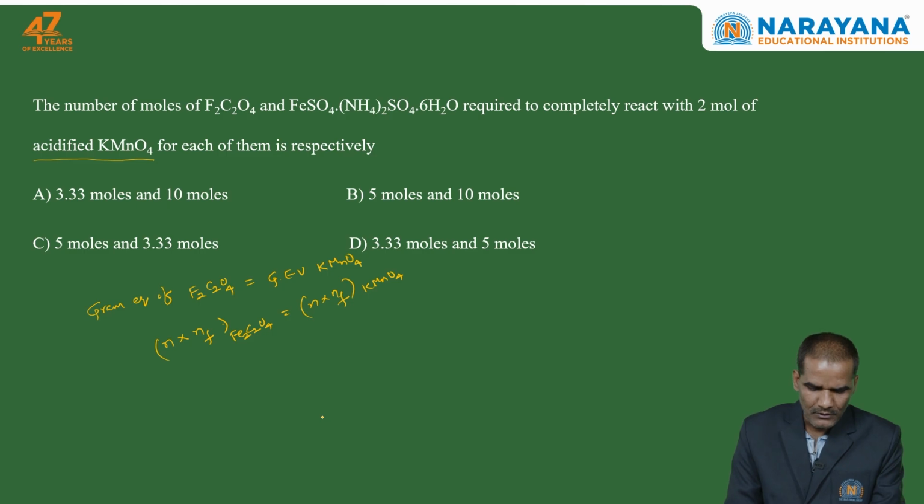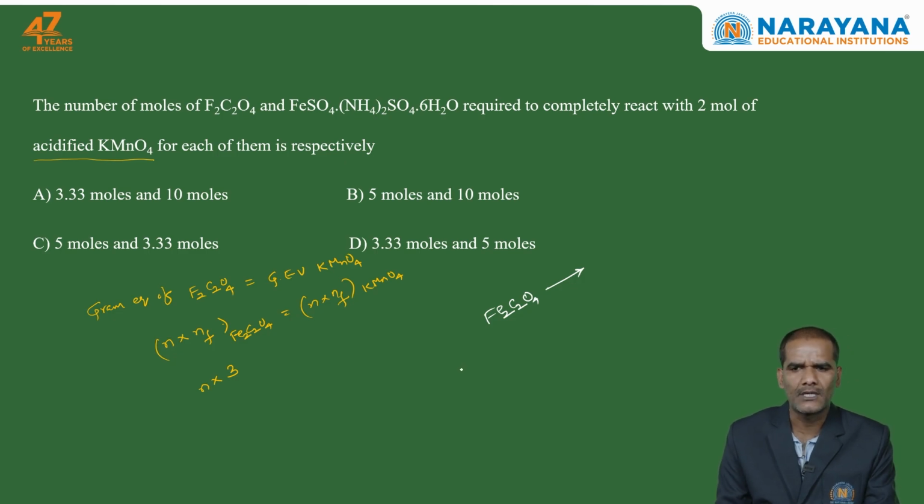So we have to identify the number of moles for ferrous oxalate, and the N factor for ferrous oxalate. The ferrous oxalate N factor is 3. How to identify the N factor for ferrous oxalate? Here you can see the ferrous oxalate will be oxidized in presence of KMnO4. Why? Because KMnO4 is a strong oxidizing agent. It can oxidize the ferrous oxalate too. In ferrous oxalate, iron is in +2 oxidation state, and that will be oxidized to +3.